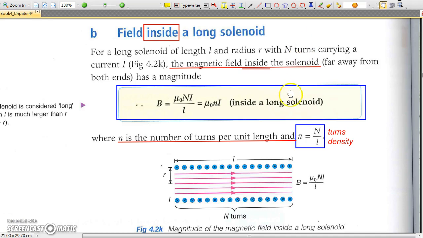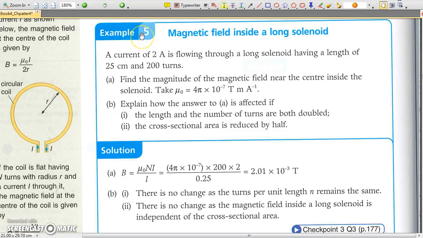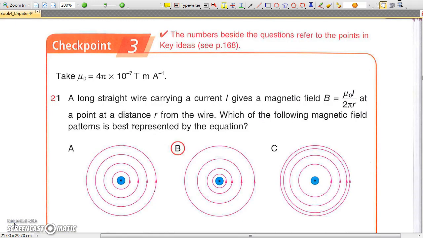Obviously, the magnetic field is directly proportional to the current I and the turns density, small letter n, but independent of the radius of the cross-sectional area of the solenoid, and hence independent of its radius. In example 5, how different factors may affect the magnitude of the magnetic field inside a solenoid is discussed. Now try checkpoint 3 on the next page.